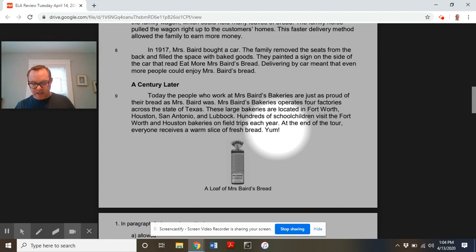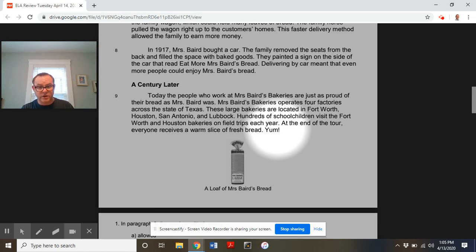Next section, expanding the business. Mrs. Baird's bread became so popular that the family needed new ways to bake and deliver it. Oh yeah, because she only had that wood burning stove, which is not a very big thing. She could only bake 2 loaves of her bread in that stove. And that's not nearly enough, not when it's becoming that popular. So she went to a hotel and she bought a brand new oven and she started using that oven to make more bread. I think it could make 40 loaves, which is a big step up from 2 loaves.